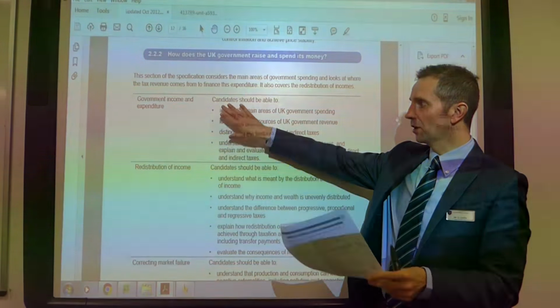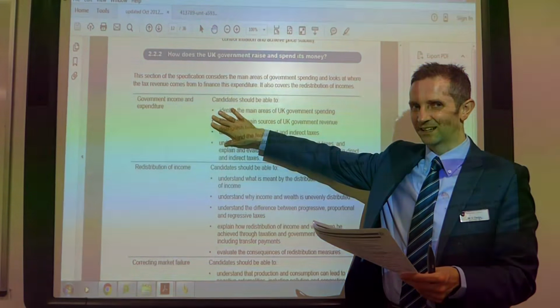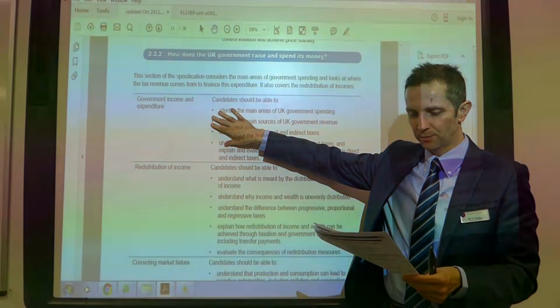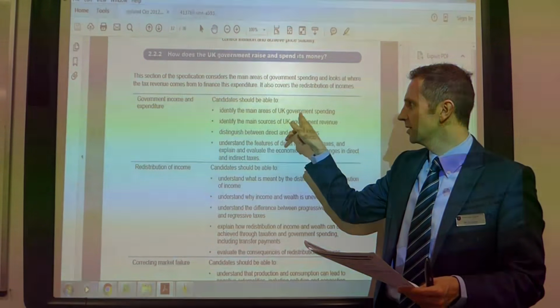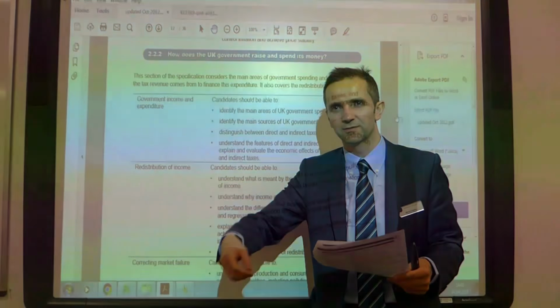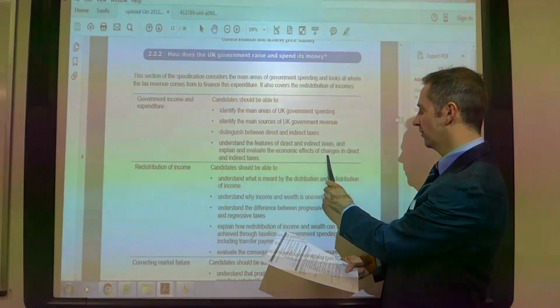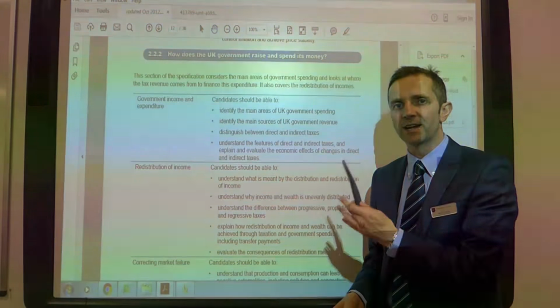Okay, this section, government income and expenditure, this really has not been assessed at all in any great depth. So there was a question about the different areas of government spending and simply identify two areas. We would say NHS and infrastructure or something like that. And the final point here with regard to explaining the economic impacts of changes in indirect and direct taxes.